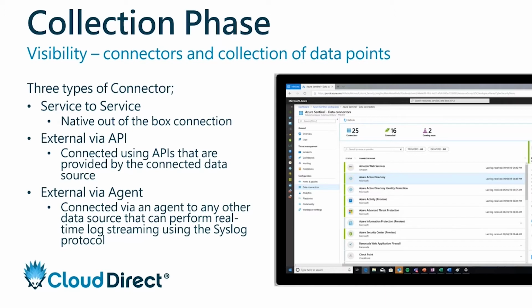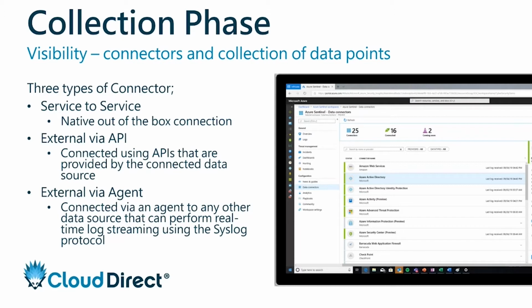So you've got all your native connectors from Azure services. So things like Azure Active Directory, Azure Activity Log, AIP, all of the native Microsoft services, but then a whole selection of third-party connectors from the likes of Barracuda, Checkpoint, Cisco. The other way of connecting in data sources is directly via an external API. So that would allow you to hook into things on-premise, so things like F5 Big IPs, Citrix Analytics, Barracudas.